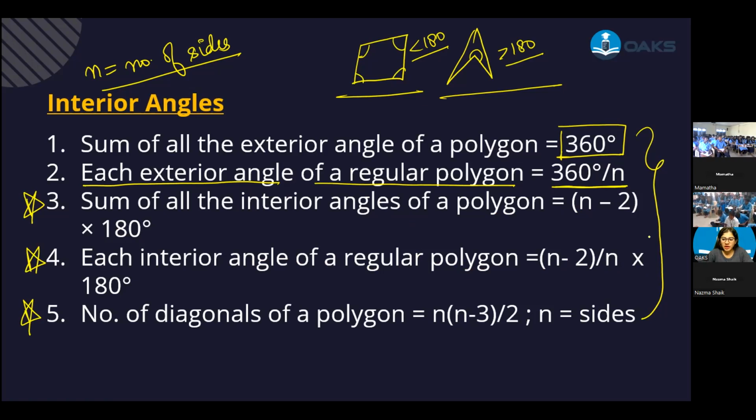Okay, done. You have written? Okay, the last one. Number of diagonals of a polygon is n into n minus 3 by 2. Okay, correct? Okay, let me ask you some questions.